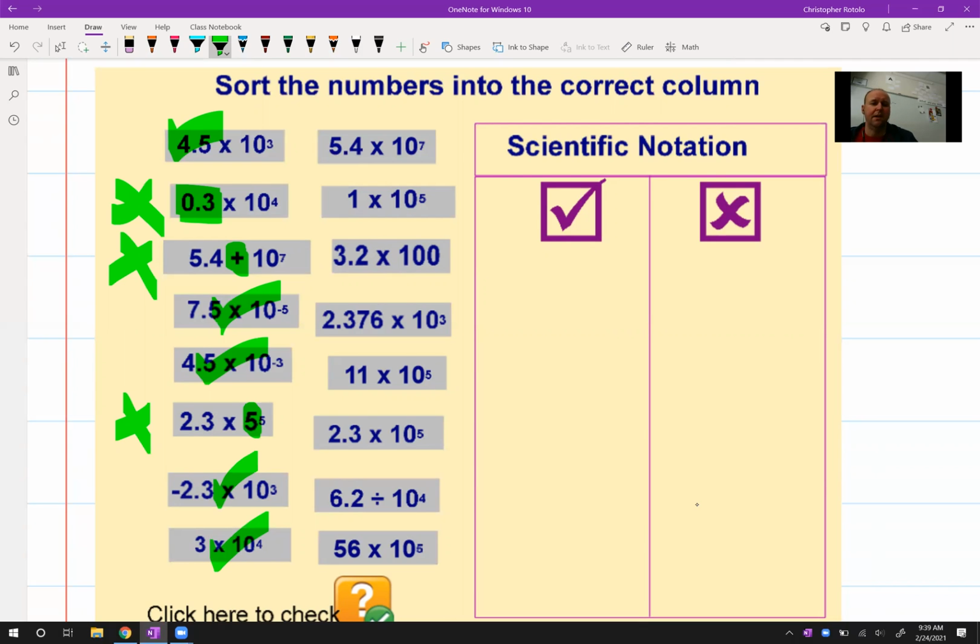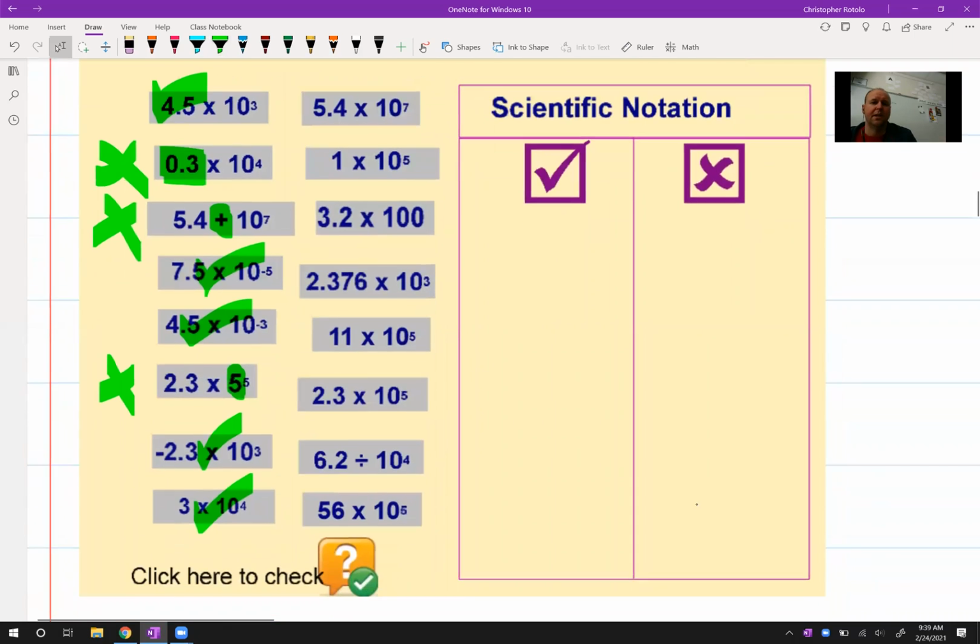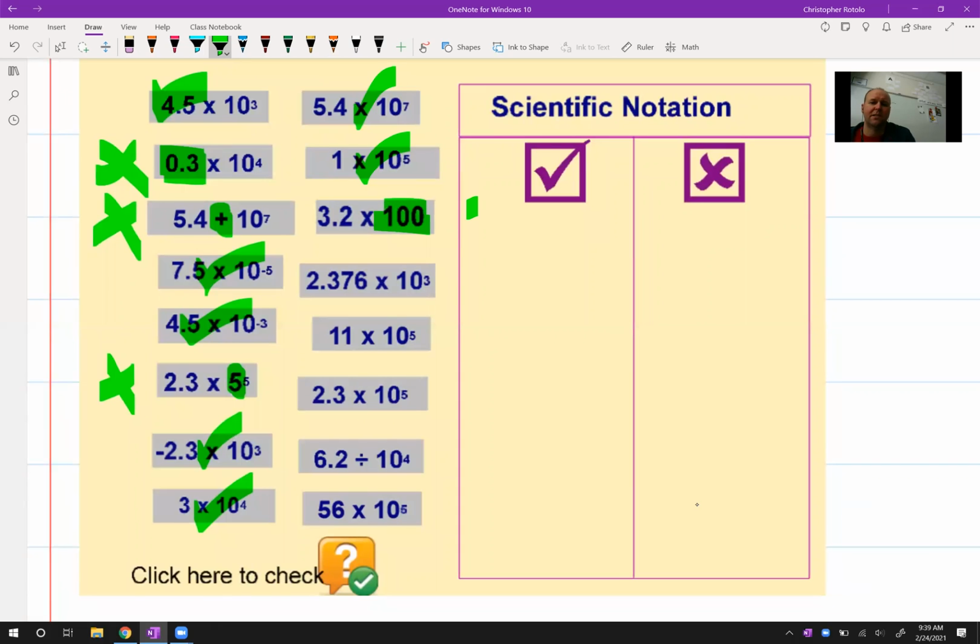All right, second column, let's see how we do here. 5.4 times 10 to the 7th, that's a good bingo. 1 times 10 to the 5th, I'll take it. 32 times 100. No, that's no good.